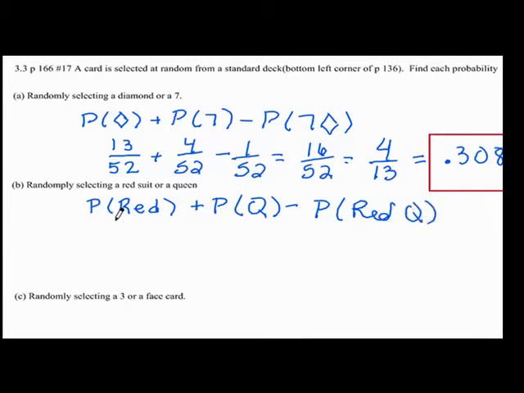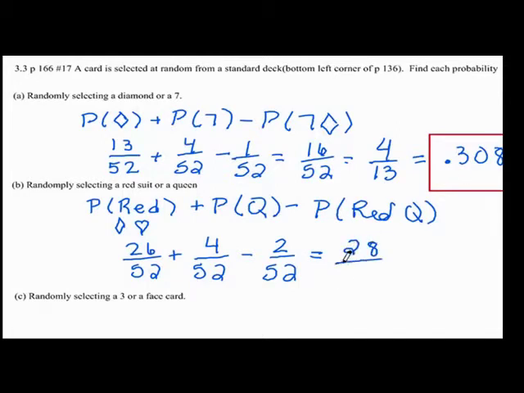So red cards are the diamonds and the hearts. And so there's 13 diamonds and 13 hearts. That leaves us with 26 red cards out of the 52. Plus the queens, there's 4 of those out of 52. Now we've already counted 2 of them over here. We've already counted the queen of diamonds and the queen of hearts, so we have to subtract those back out so we don't count it twice. So we're going to do 26 plus 4 minus 2, and that'll leave us with 28 out of 52.